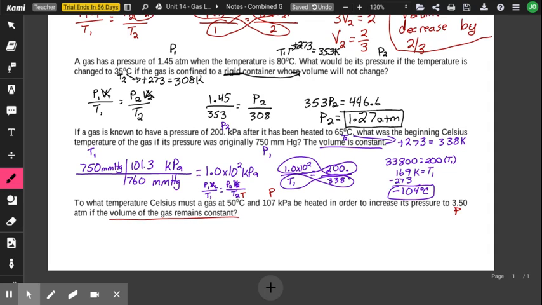Again, our volume is remaining constant, so that's going to tell you that you don't need to have it in your combined gas law equation. So what temperature must a gas at 50 degrees and 107 kPa be heated to in order to increase its pressure? We want to know what the temperature is. That's temperature 2, because they tell me it is increasing to 3.50, so that's my pressure 2. And this would be my pressure 1.